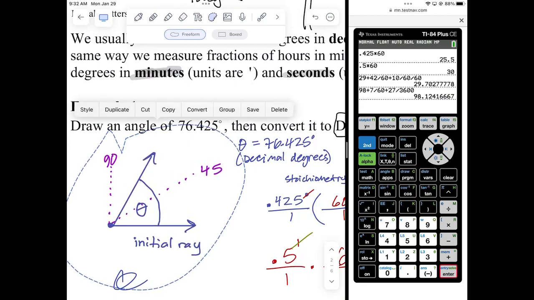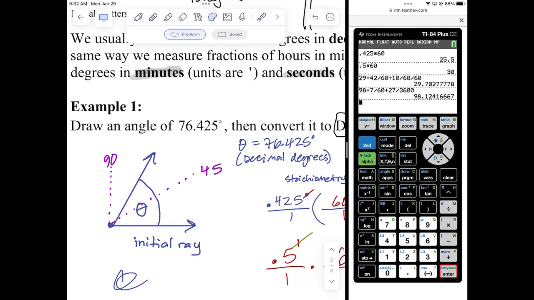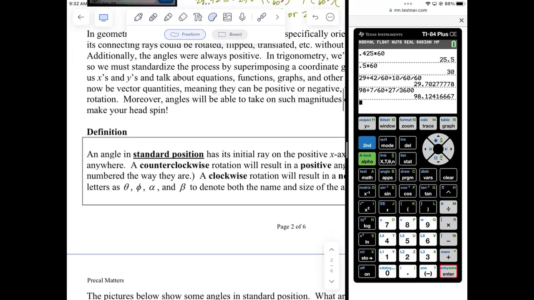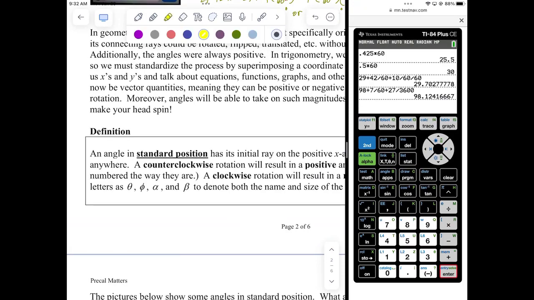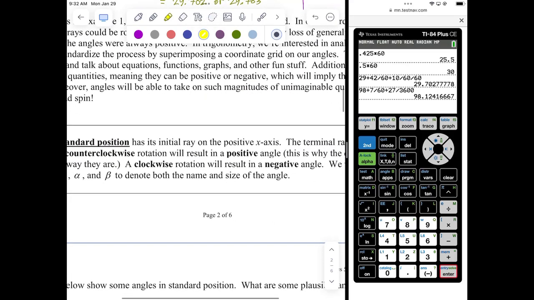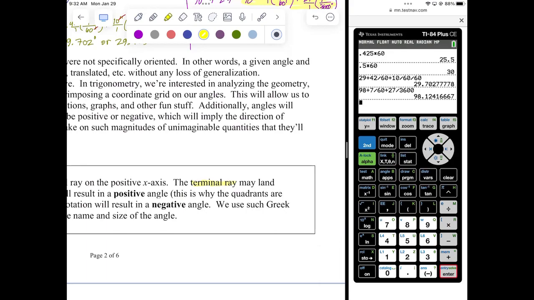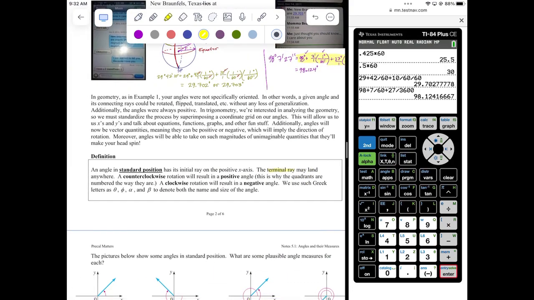But in this class, we're going to standardize it. We're going to put a coordinate system on top of it, and then we can start assigning x and y values. So here's the definition of an angle in what's called standard position. An angle in standard position has its initial ray on the positive x-axis and something that's called the terminal ray, that's where it ends. It may land anywhere in the coordinate plane. A counterclockwise rotation is going to result in a positive angle, and a clockwise rotation is going to be a negative angle.